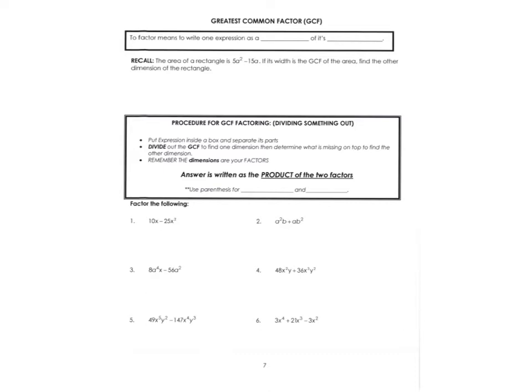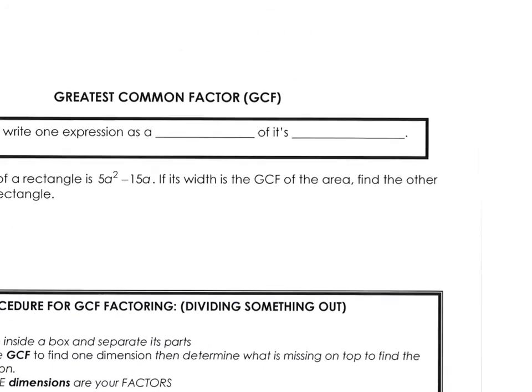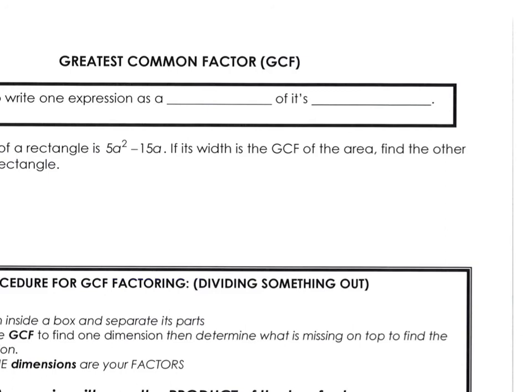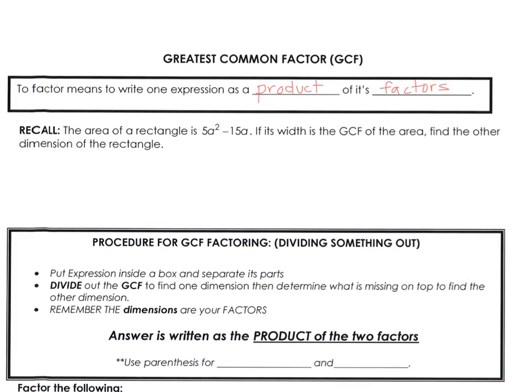Okay, to factor means to write one expression as a product of its factors. Okay, here we go. Recall. The area of a rectangle is 5a squared minus 15a. If its width is the GCF of the area, find the other dimension of the rectangle. Okay, so here's what we're going to do.